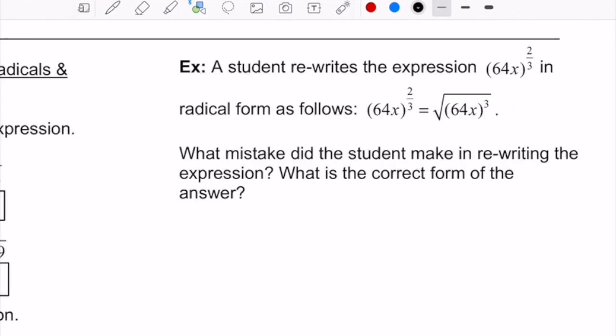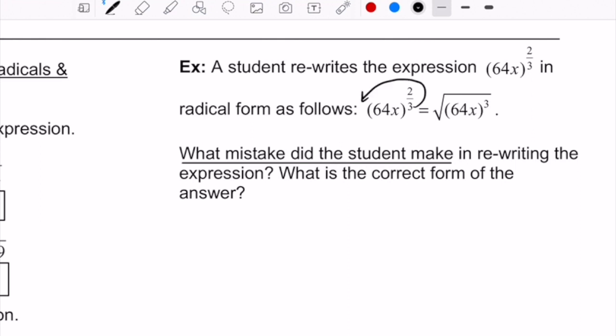All right, here in this next example, a student rewrites the expression in radical form as follows. What mistake did the student make, and what is the correct form of the answer? Notice with the way the directions to this question are written, it is assumed that the student did make a mistake. We're not trying to figure out if they made a mistake, we're trying to figure out what the mistake they made was.